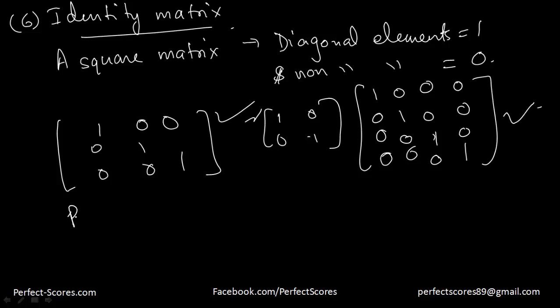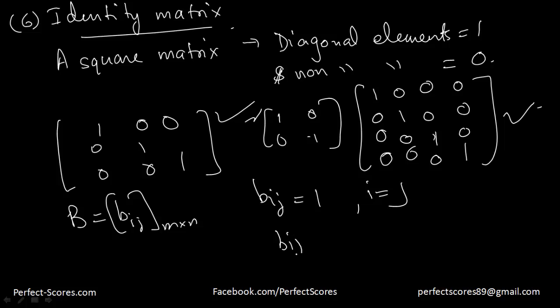So if I want to define a square matrix where all the diagonal elements are equal to 1 and all the non-diagonal elements are equal to 0, this would be an identity matrix.